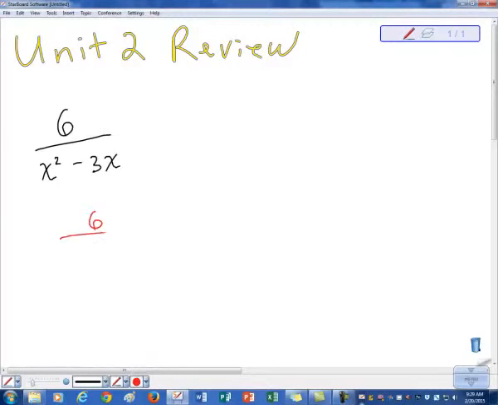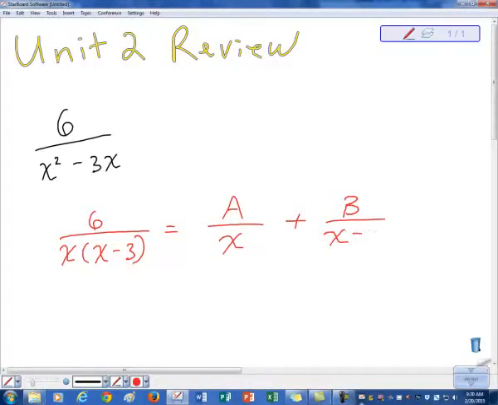denominator. So this would be 6 over, and then we want to factor out the common factor, which would be, what? We should have said x. So this would be x times x minus 3. And now we want to write the two parts of our partial fraction decomposition. So you take each factor in the denominator, and so this would be A over x, plus B over x minus 3.